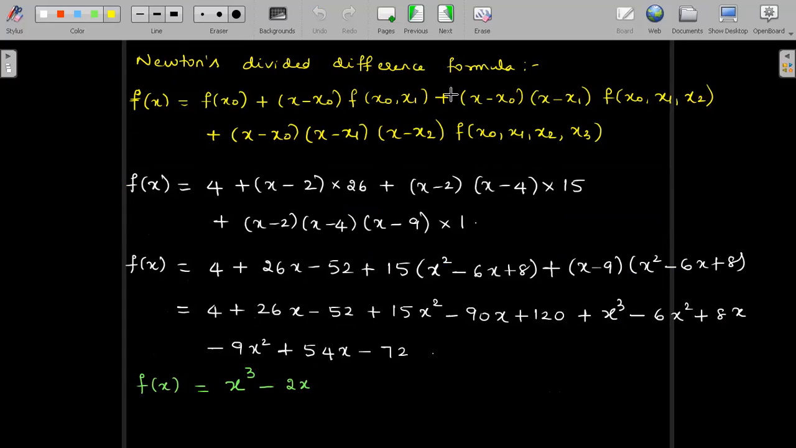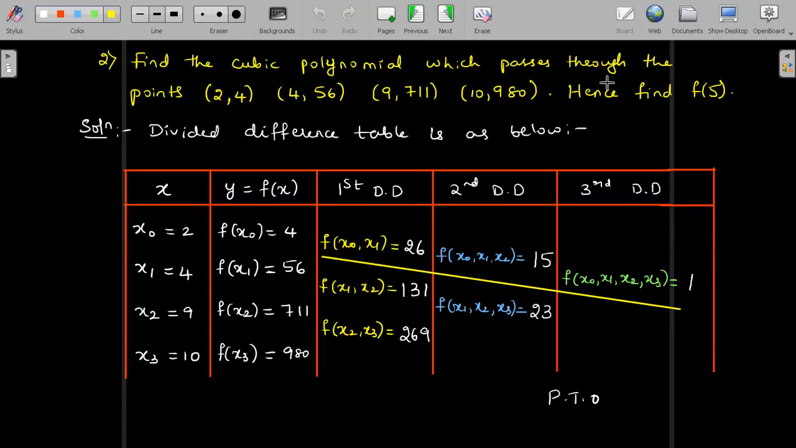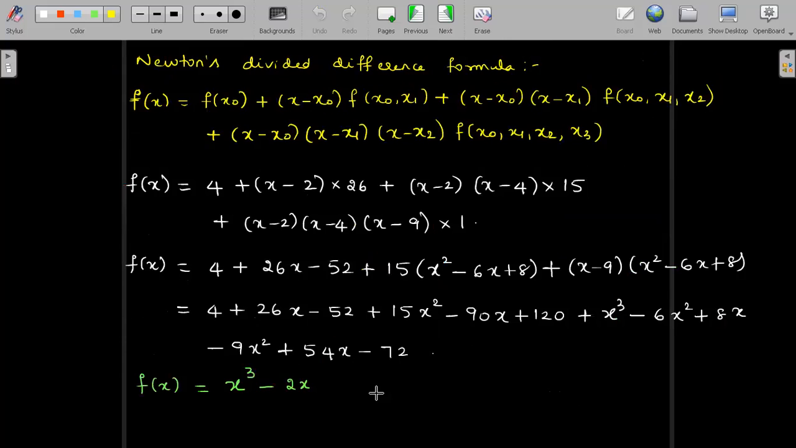With this, we were asked to find out f of 5, no? So let us find out f of 5. F of 5 is equal to, substitute x is equal to 5 here. So 5 cube minus 2 into 5 will give us 115.